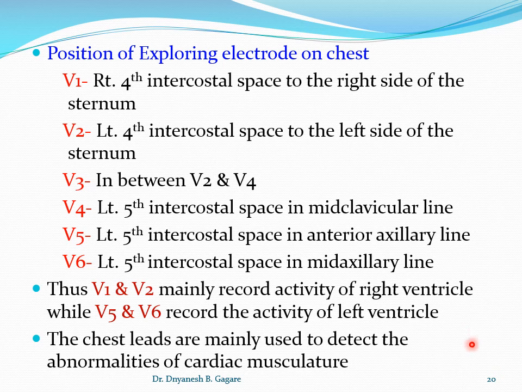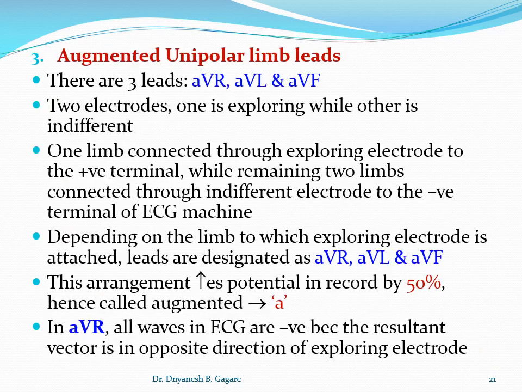Now we'll continue with the last group of leads. And what is the last group? It is the augmented unipolar limb leads. Okay, students, it is very easy. Why is the word augmented used? Augmented means this arrangement of wires increases the potential in the record by 50%. That's why it is called augmented.